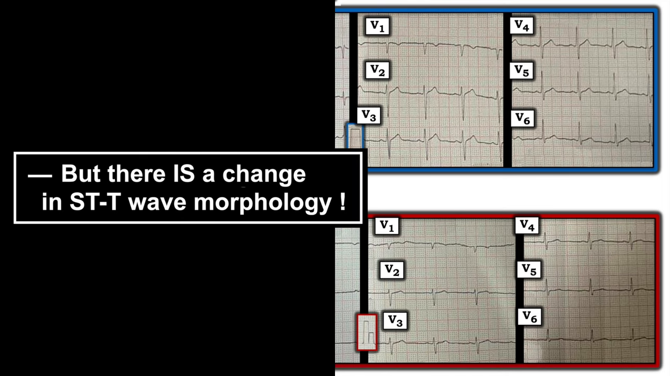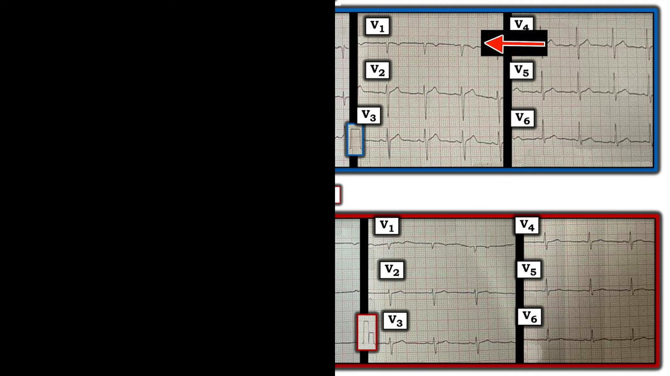What about the ST segments and T waves? Lead 1, V1, not that much difference. How about lead V2? And lead V3. Look at the relative height of the ST segment and T wave here compared to here.